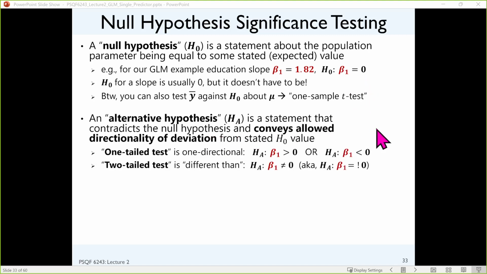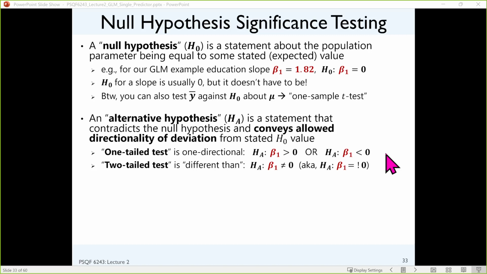So that requires us to specify the alternative. Well, if it's not 0, then what are we going to allow it to possibly be? And this has to do with whether or not we want to conduct what's known as a one-tailed test or a two-tailed test. And I'll show you why the tail word shows up in there in just a second. But basically, it's whether or not you want to allow the possibility that you are wrong in both directions or in only one direction.